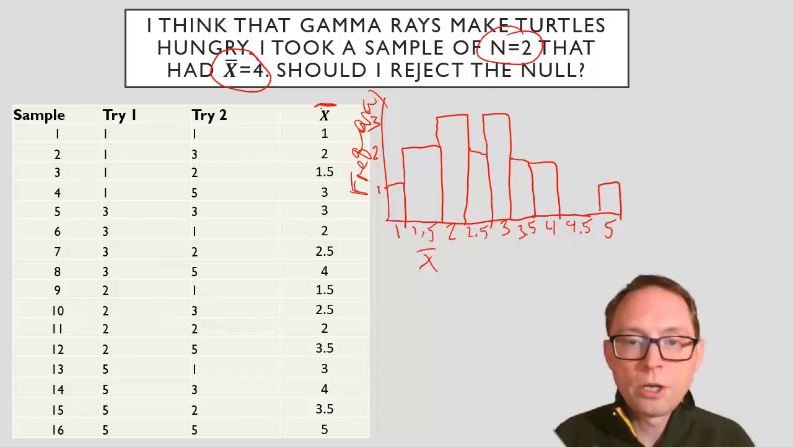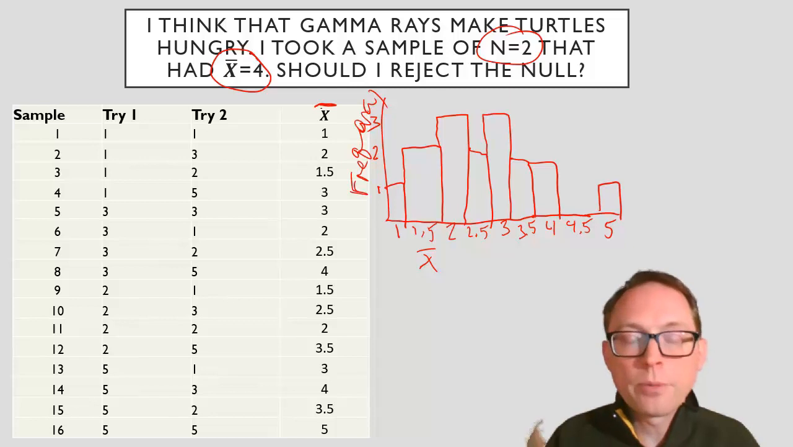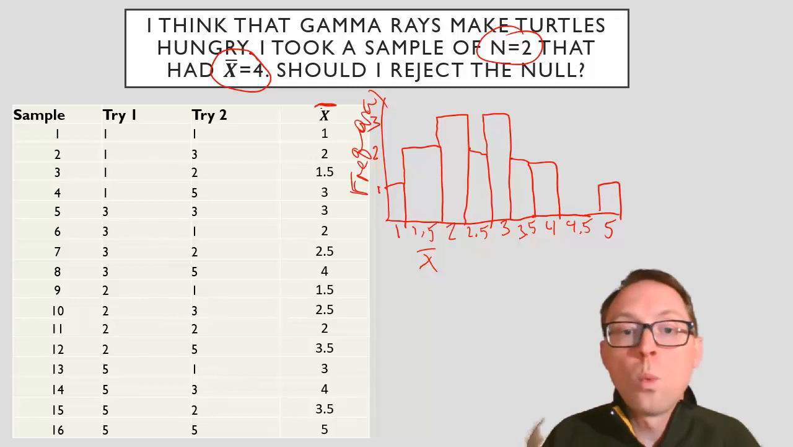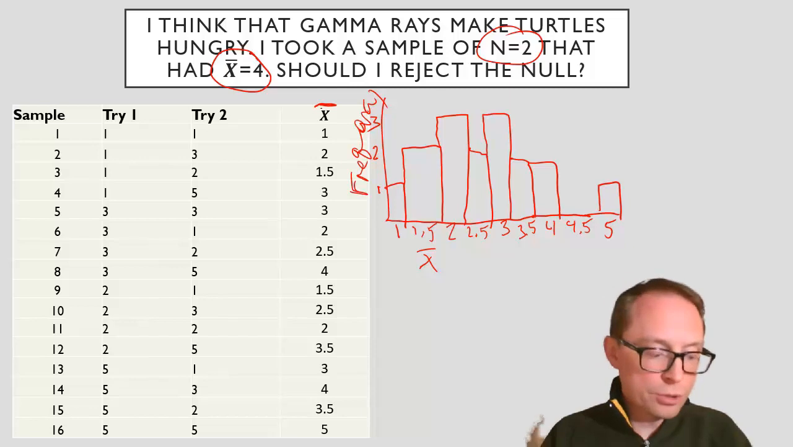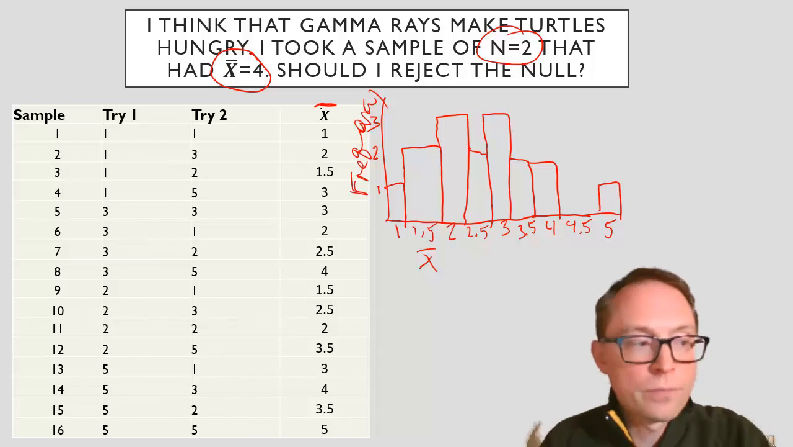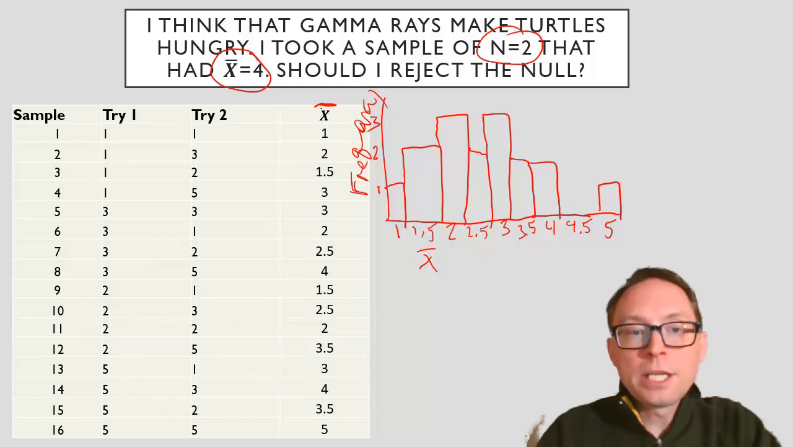So when you look at this, for example, the probability of getting a mean of 1 pizza from our sample of 2 is 1 divided by 16 possibilities. That's going to be 0.0625. All right? Okay, now we got an x bar equals 4. So the mean that we got was 4.